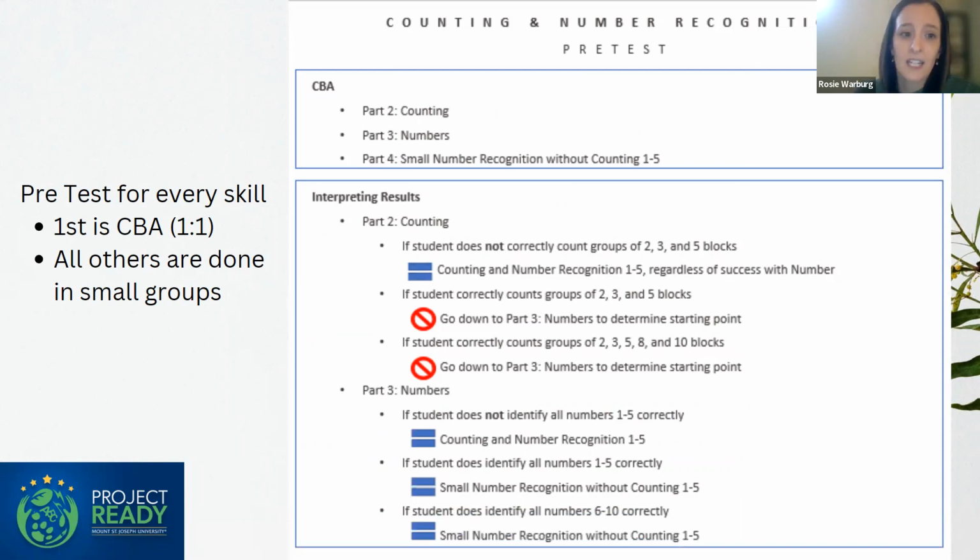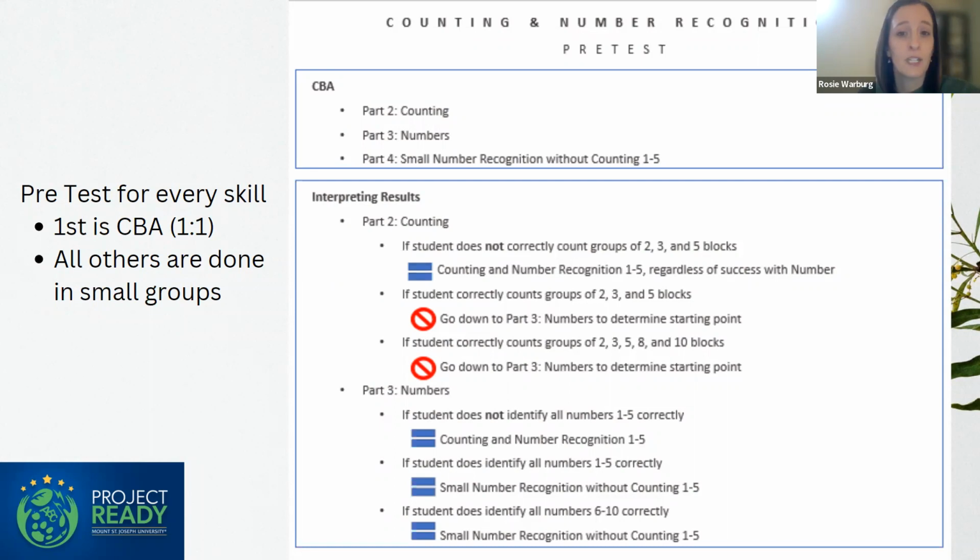The first pretest is the CBA. We've already talked about that. The first pretest for counting and number recognition is the parts of the CBA: part 2 counting, part 3 numbers, and part 4 small number recognition without counting. The CBA is done one-on-one, individually with students, but remember, it's really quick and it gives us a lot of helpful information about our students.